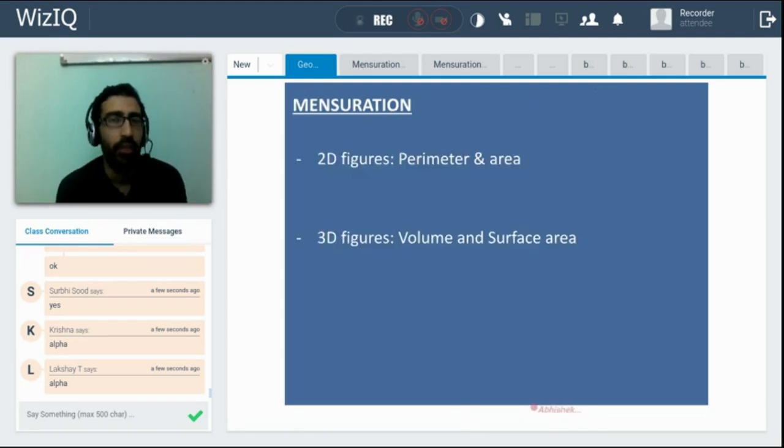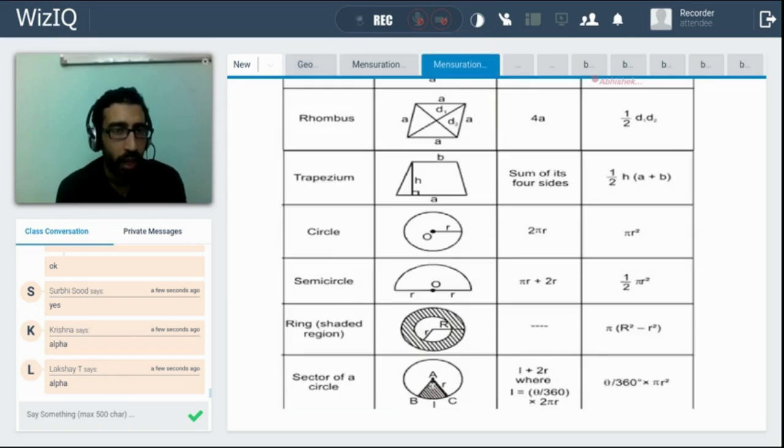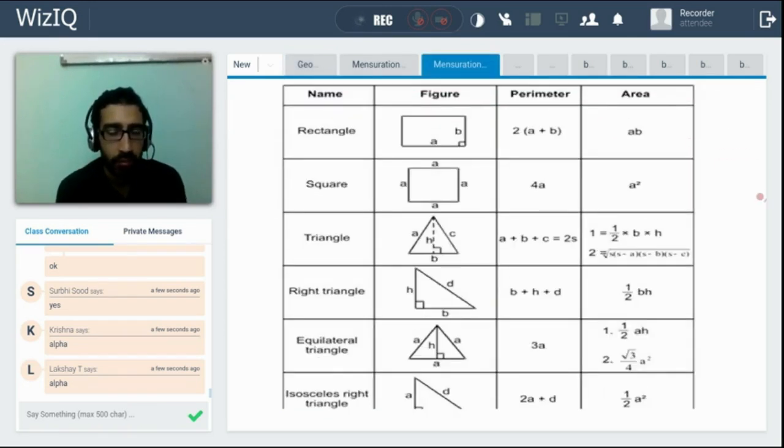Very good. Mensuration. We are going to cover the formulae of perimeters and areas and volumes and surface areas for 2D and 3D figures. I'll just take you through this once. Feel free to take snapshots, but we have covered most of this already.